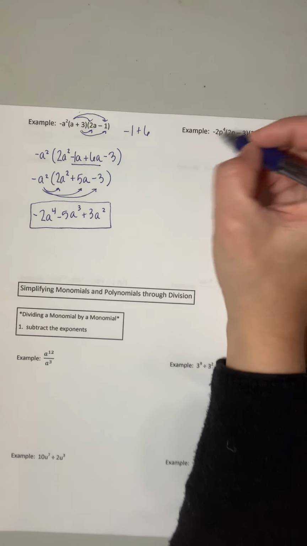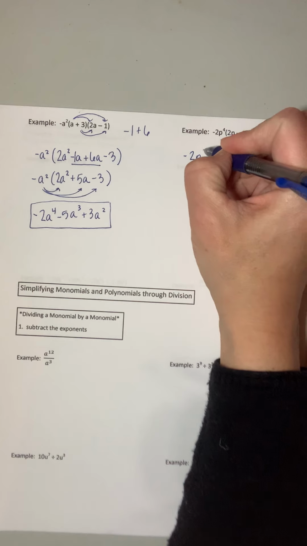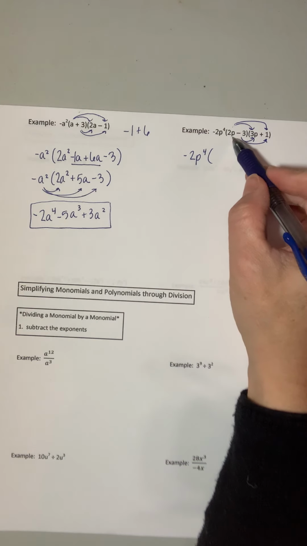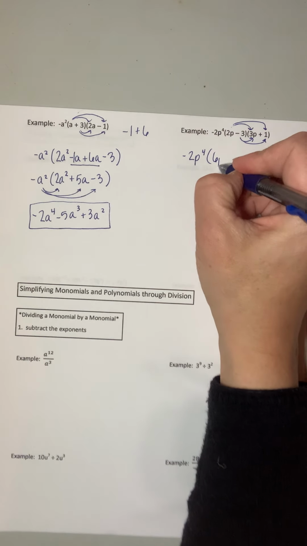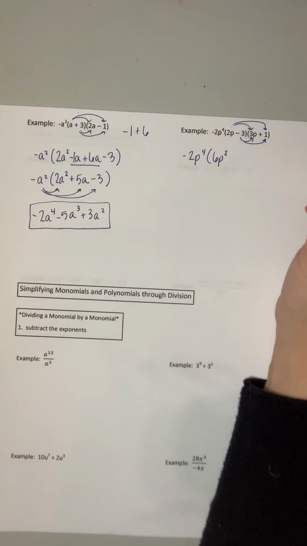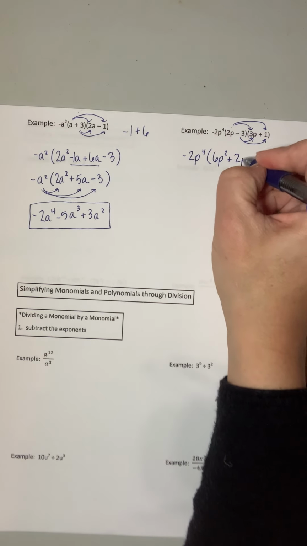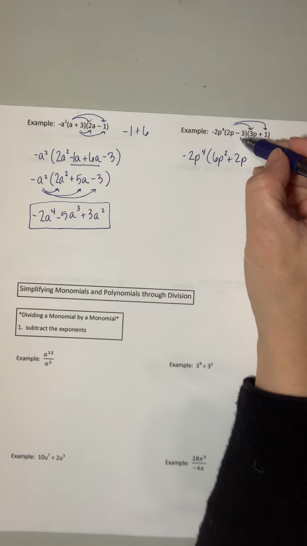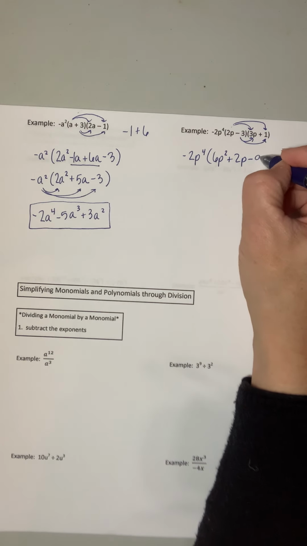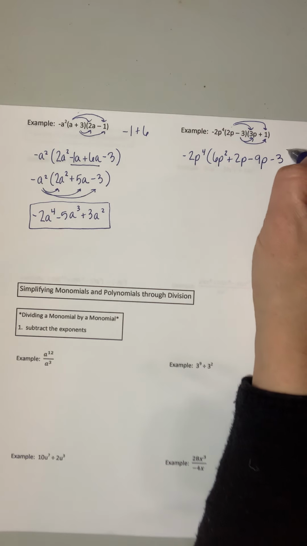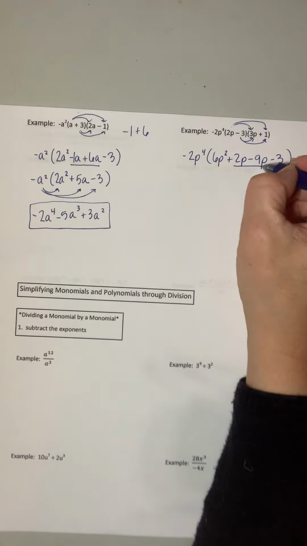Okay, next one, keep your negative 2p to the fourth. Multiply those two, multiply those two. 2p times 3p is 6p to the second. 2p times 1 is 2p. Negative 3 times 3p is negative 9p. And negative 3 times 1 is negative 3. Like terms in the middle.